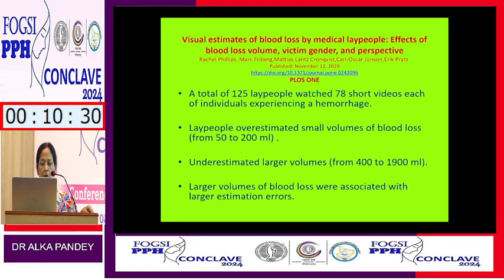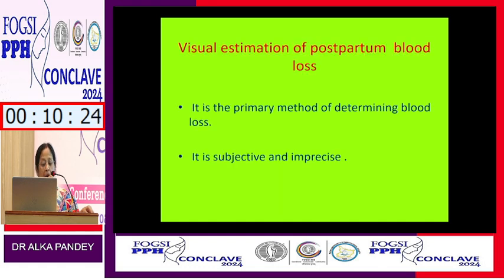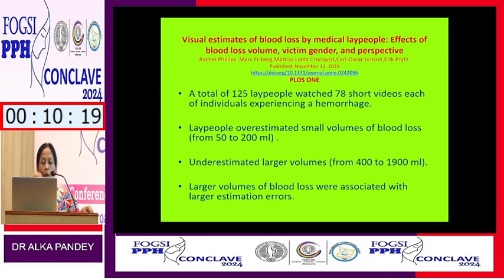So, visual estimation of blood loss. It is a primary method of determining blood loss, subjective and imprecise. There was a study by Rachel Phillips on visual estimates of blood loss by medical lay people: effects of blood loss volume, victim gender, and perspective. A total of 125 lay people watched 78 short videos, each of individuals experiencing a hemorrhage. Lay people overestimated small volumes of blood loss, underestimated larger volumes, and larger volumes of blood loss were associated with larger estimation errors.